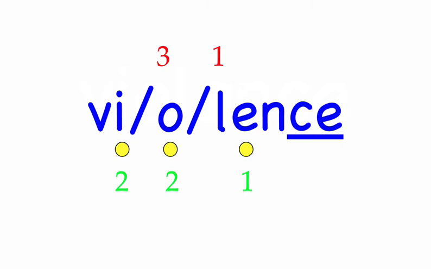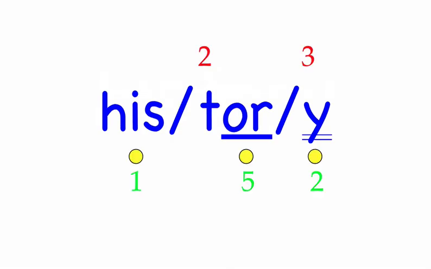History. I like to read books about history. Now for spelling, pronounce it history. Hiss, 3 sounds. H, I, s. Tor, 2 sounds. T, or. E, 1 sound. History. Mark the word.